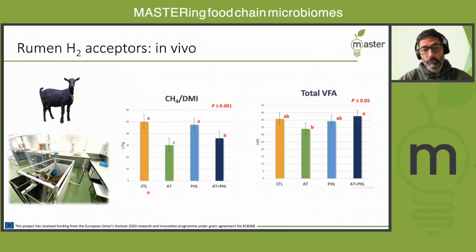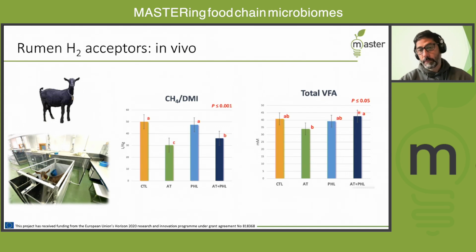Again, using a controlled diet compared to either Asparagopsis taxiformis, phloroglucinol, or the combination of the methane inhibitor with the phenolic compound. And we could see again that Asparagopsis taxiformis significantly reduced methane. But when we combined the use of Asparagopsis with phloroglucinol, there was not only a reduction of methane, but also an increase in total volatile fatty acids, confirming what we already obtained in vitro.